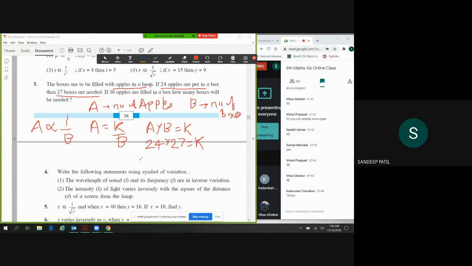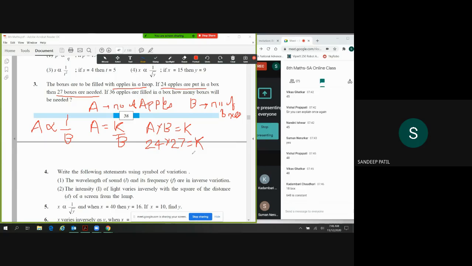So we want the constant of variation here. So the constant of variation is 24 apples into 27 boxes, right? So 24 into 27. So the constant of variation is 648. That's correct. Okay. So now we want to calculate the number of boxes for 36 apples, right?